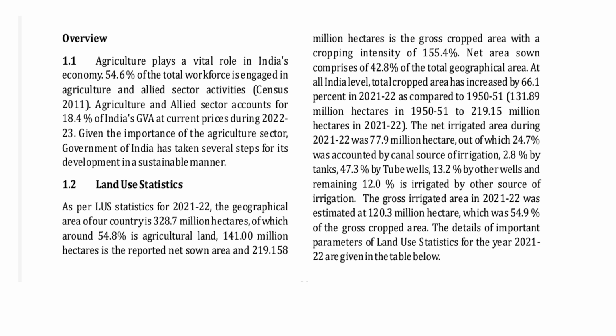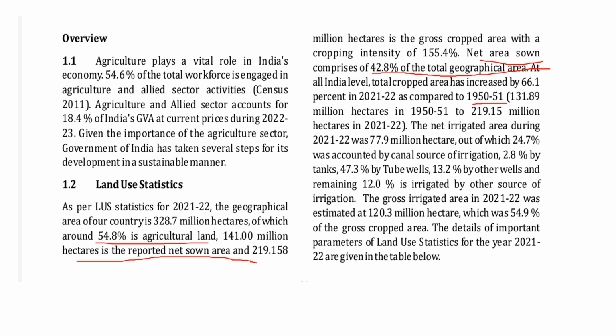The geographical area of our country is 328.7 million hectares, of which around 54.8% is agricultural land. Please remember some facts. 141 million hectares is the reported net sown area. Net sown area comprises 42.8% of total geographical area. At all India level, total cropped area has increased by 66.1% in 2021-22 as compared to 1950-51.